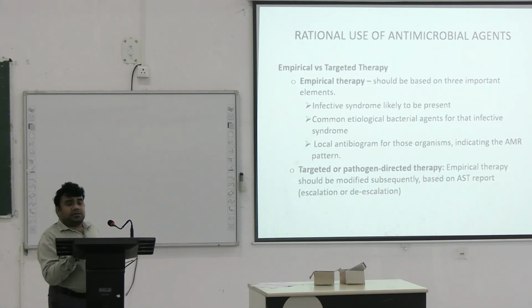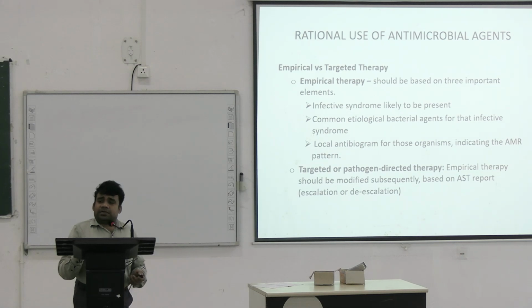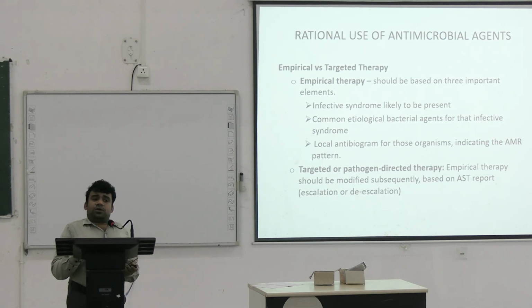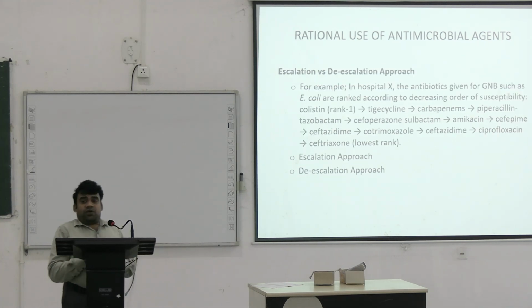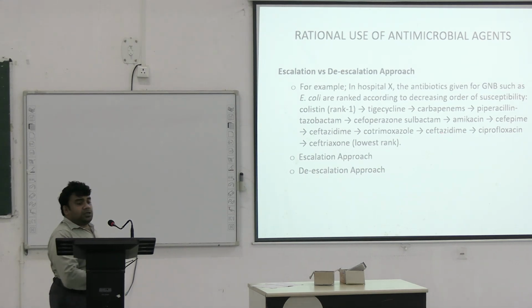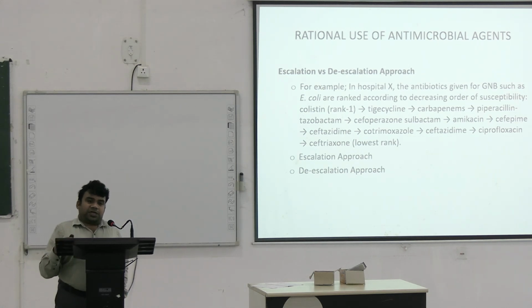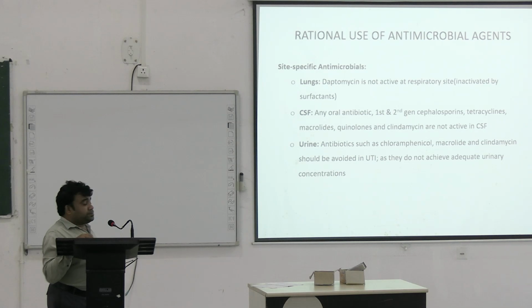Next, I have already said empirical therapy and targeted therapy. That means we always have to start with the empirical therapy and then end up with the targeted therapy. With that, we can either de-escalate, that is, go down the spectrum of antibiotics, or escalate. For example, this is a spectrum of antibiotics for a particular organism. We can move above or move down. That means more effective but antibiotics which are prone to resistance. If we move above the ladder, it's called escalation. If we go down, it is called de-escalation.